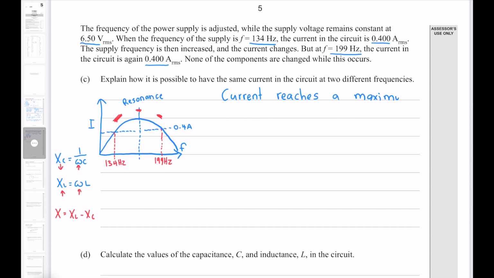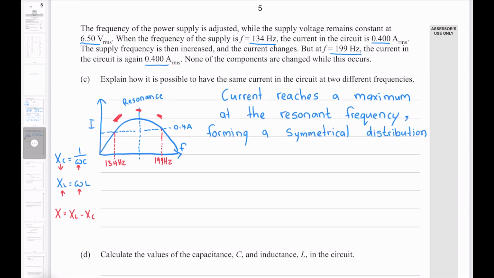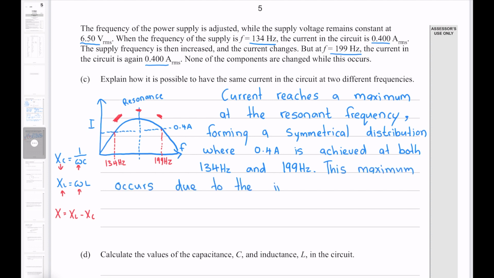Current reaches a maximum at the resonant frequency, forming a symmetrical distribution where 0.4 amps is achieved at both 134 Hz and 199 Hz. This maximum occurs due to the inverse dependencies on frequency between XL and XC.